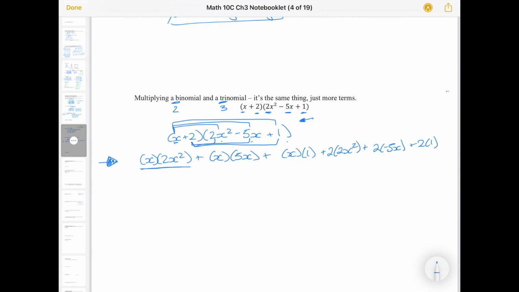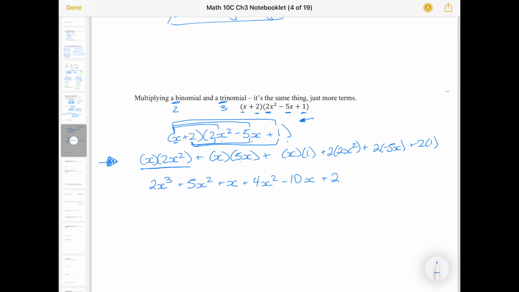So x times 2x squared, I'm going to get 2x cubed plus x times 5x, 5x squared plus x times 1, that's just x, plus 2 times 2x squared. 2 times 2 is 4, and the x squared. 2 times negative 5x. Well, 2 times negative 5, negative 10x. And plus 2 times 1, well, that is just 2.